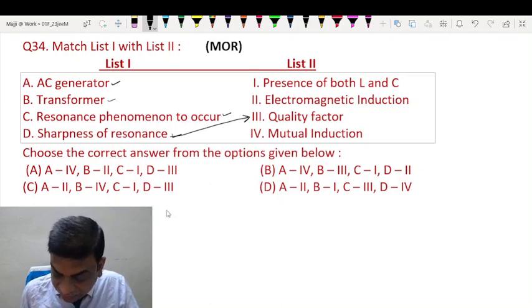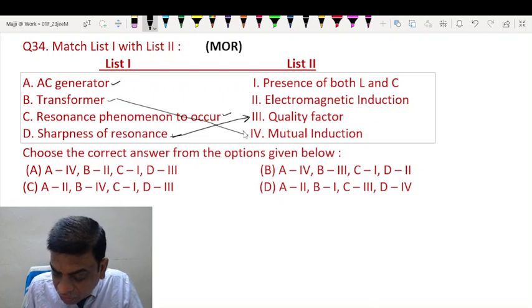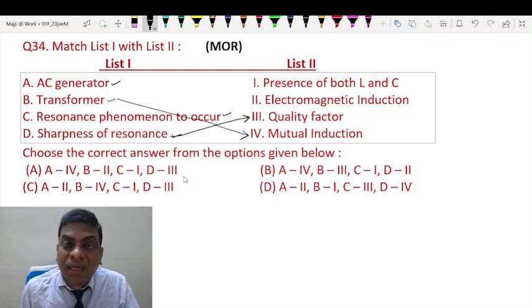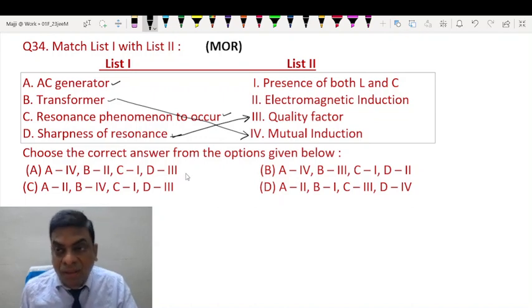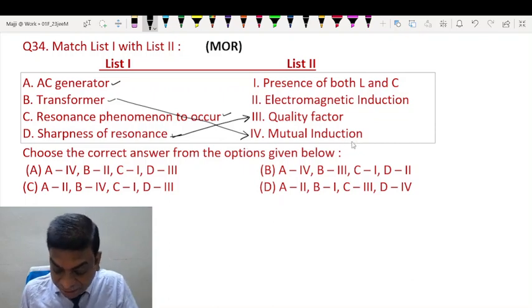Then the transformer is based on mutual induction. B should be matched with 4, because there is a mutual induction between the primary and secondary coil. We all know that transformers have a primary and a secondary coil. The input voltage is applied across the primary and output voltage is obtained across the secondary. So it works on the principle of mutual induction.